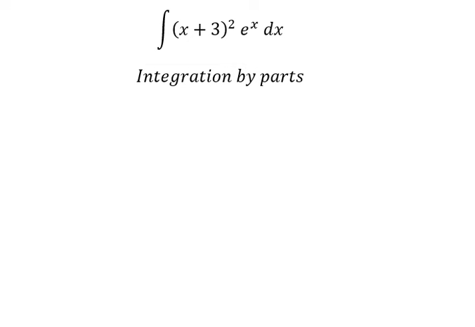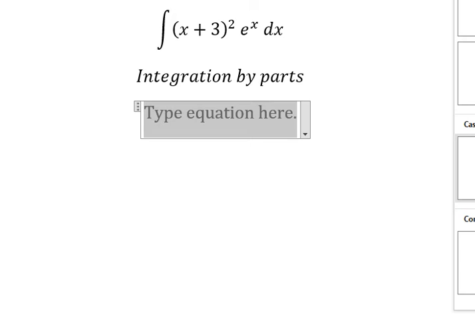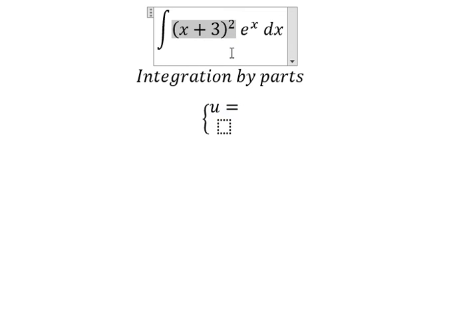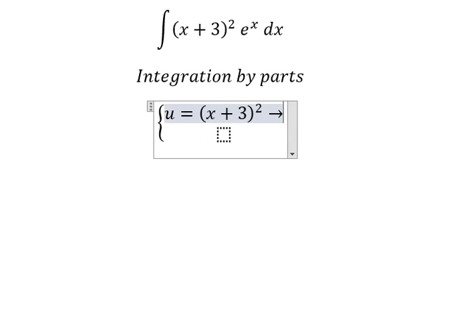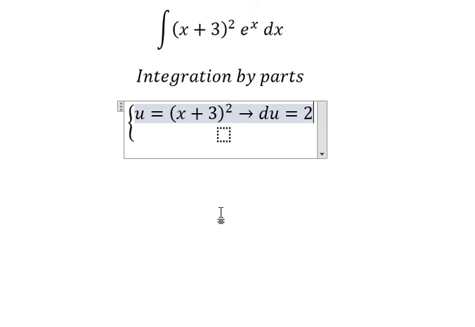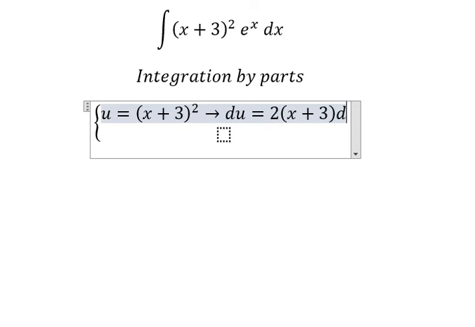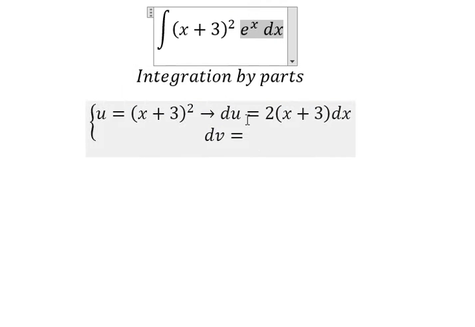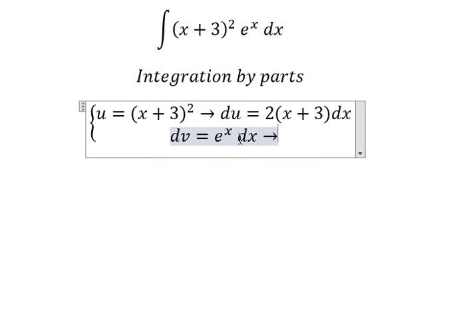So I will put u equals to this one. So if I do first derivative for both sides, we have du equal to 2s plus 3 ds. dv, we have this one. The integration of this one, we have v equals to e to the power of s.